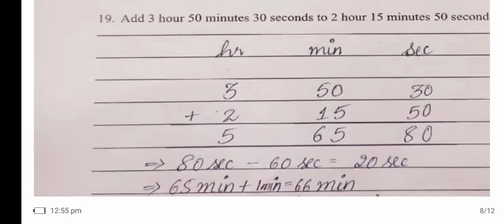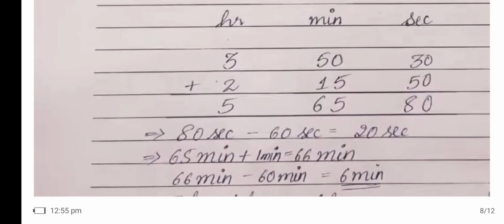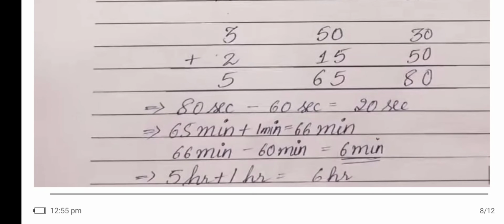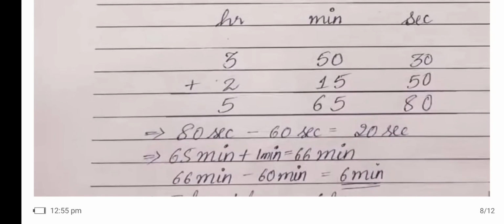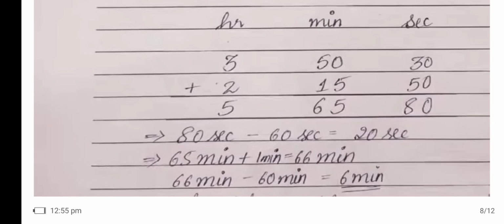Add 3 hours 50 minutes 30 seconds to 2 hours 15 minutes and 50 seconds. When you do the calculation, you have to write hours, minutes and seconds at one side. When you go on adding, 30 plus 50, which is equal to 80. 50 plus 15, which is equal to 65. 3 plus 2, which is equal to 5. So here comes 80 seconds. So the answer we got is 80 seconds, right? This is hours, minutes and seconds, you have to write it on top also.